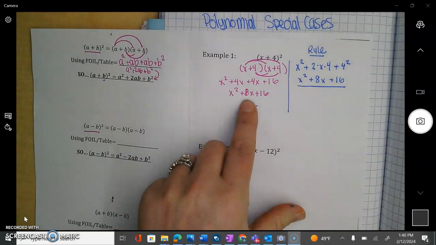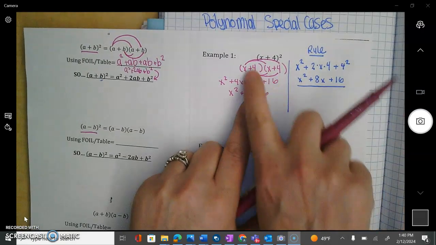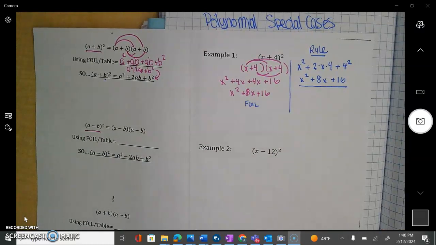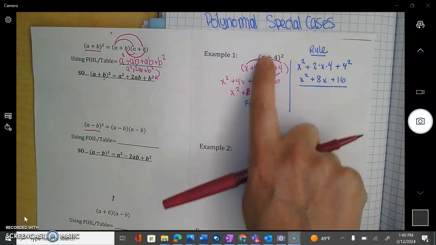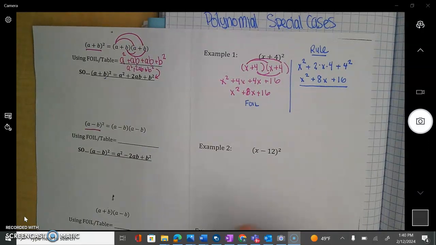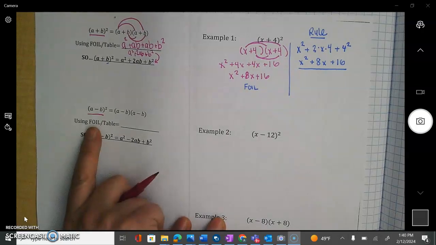Notice it's exactly the same as when we use the FOIL method. The only thing is we used our rule, so we didn't have to go through multiplying everything by itself. So this one's a special case because it's just the quantity multiplied by itself. Now the second one that we're looking at is, in this case, instead of adding, we're subtracting.